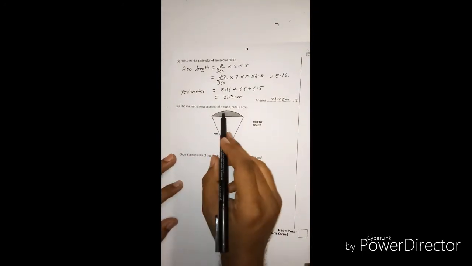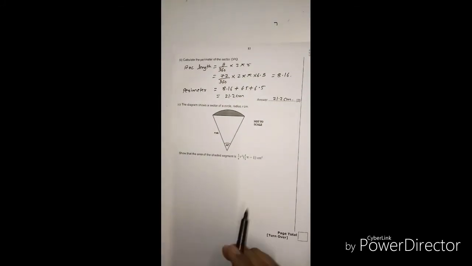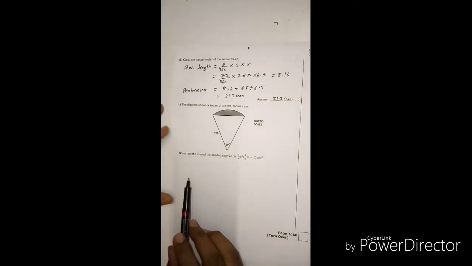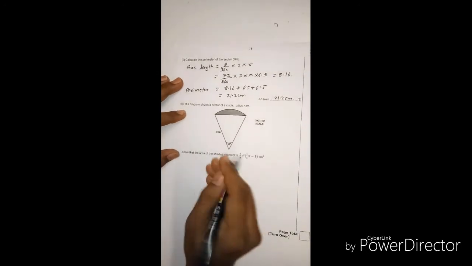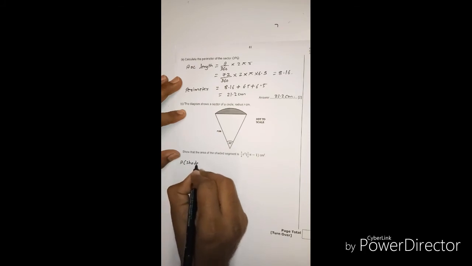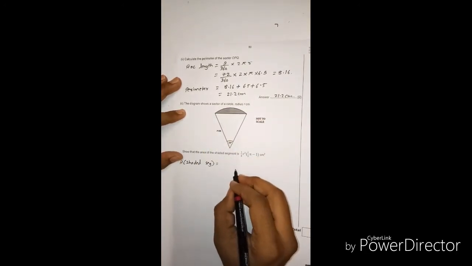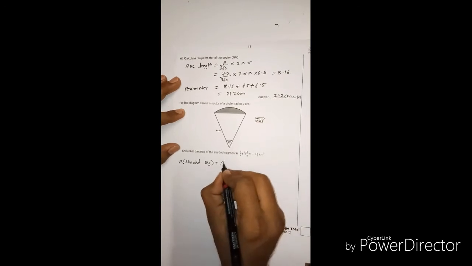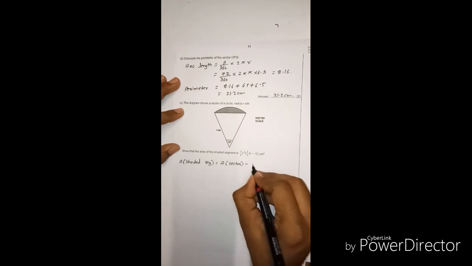The diagram shows a sector of circle radius r. Show that the area of the shaded segment is 1/4 r square (1/3 pi minus 1). So the area of shaded segment is this. We need to prove this part. First, to find the area of shaded segment, it is the area of the whole sector minus the area of triangle.